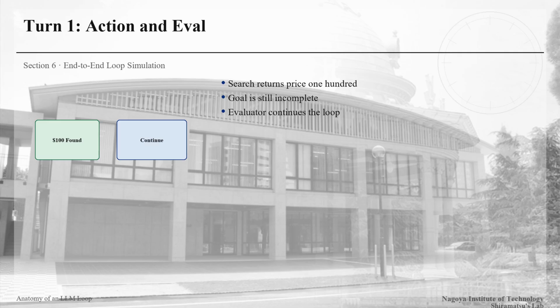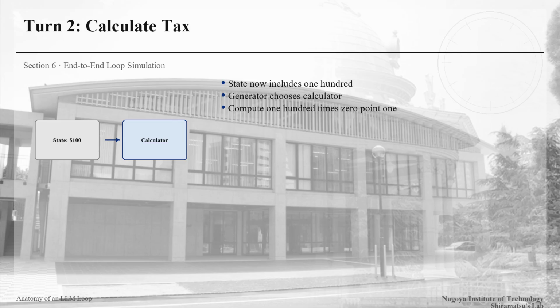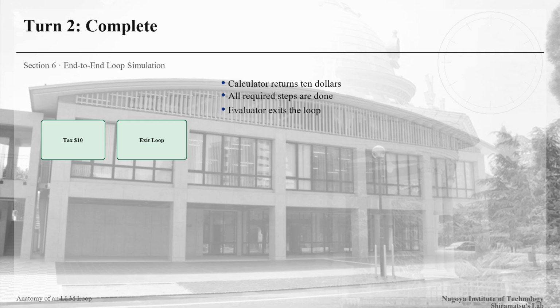The search tool returns $100. The evaluator sees the goal is incomplete, so the loop continues. Turn 2. State includes $100, and the generator chooses a calculator to compute 10% tax. The calculator returns $10. All steps are complete, so the evaluator exits the loop.